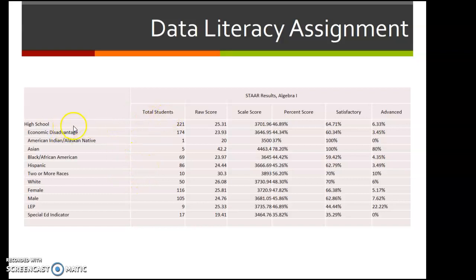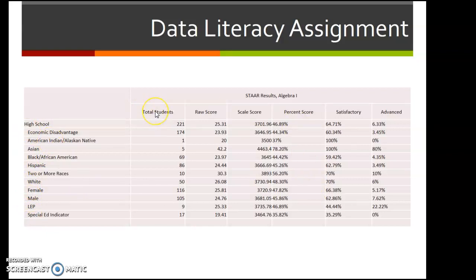So this is a high school, and you can see the total students. It's broken down by different groups. This is what the state chooses to break down. So those who are economically disadvantaged, the different ethnic groups that are indicated in the state data, male and female. LEP is limited English proficient. So these are students who don't speak English as their first language and may not speak English well. And then special education, those students who are in the special education program. So these are how the state breaks the different groups down.